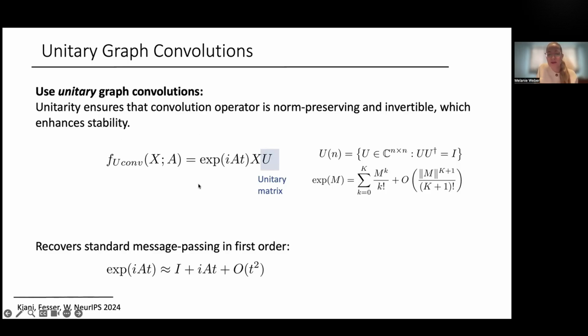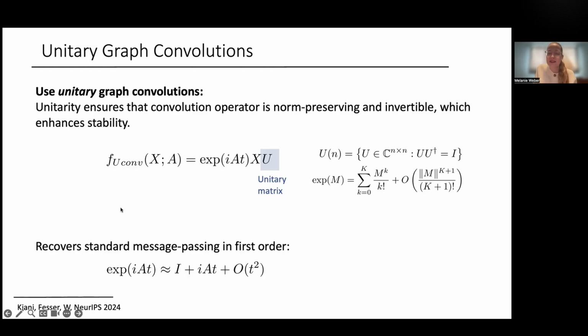In particular, we replaced this graph convolution operator that we saw earlier by this equation. Again, A is the adjacency, X are the node representations, and then U here is a unitary matrix. So that means a matrix that's complex valued, and U adjoint gives us the identity matrix. And then exp here denotes the exponential map. So this is this term here.